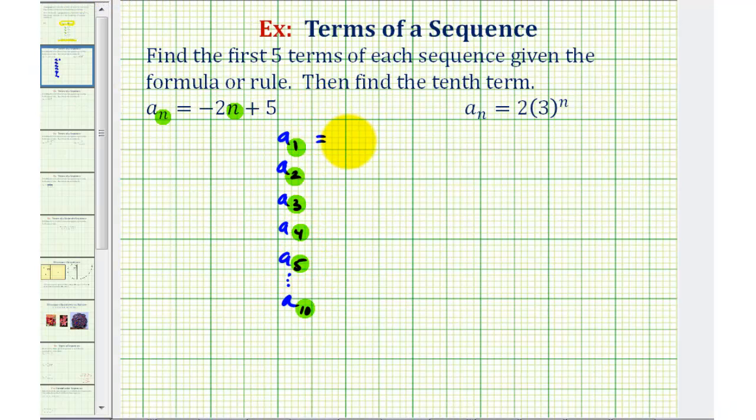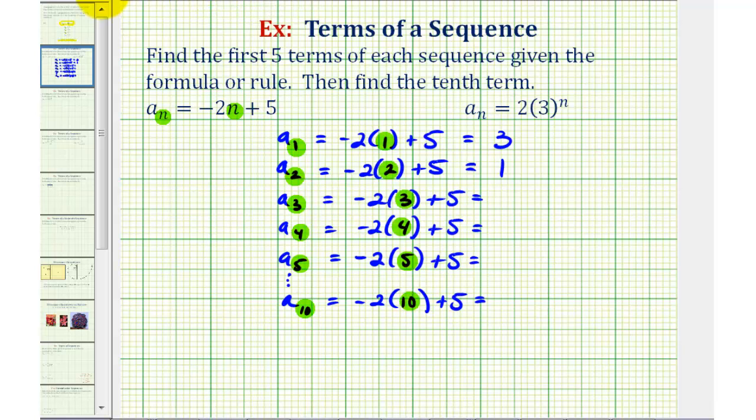So a sub 1 is equal to negative 2 times 1 plus 5. Negative 2 plus 5 is equal to positive 3. Again, notice how we substituted 1 for n. And now to find a sub 2, the second term, we'll substitute 2 for n. So we'll have negative 2 times 2 plus 5. This would be negative 4 plus 5, or positive 1. And now we'll just keep doing this, subbing in different values for n. So notice if we know which term we're looking for in the sequence, this gives us the value of n. So let's go ahead and finish evaluating these.